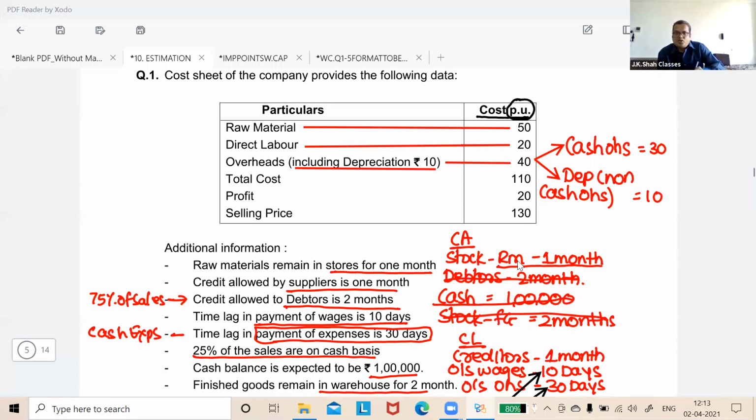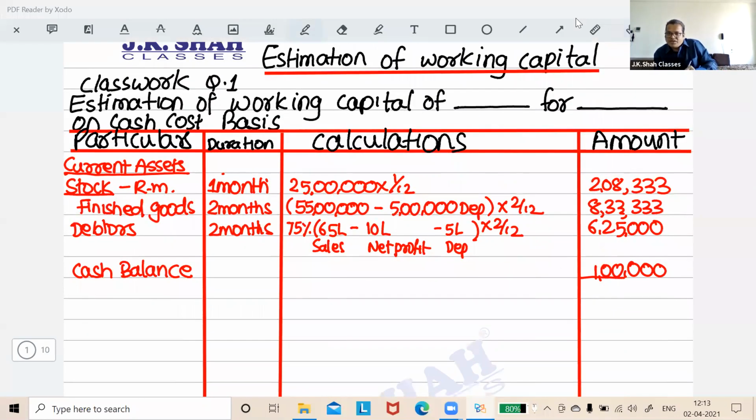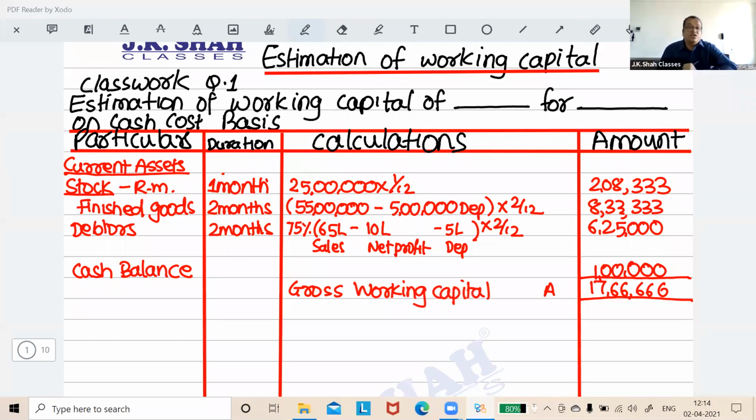Now we'll take creditors 1 month. Okay. Before that, let's take a total of the current assets. 2 lakh 3,333, 8 lakh 33,000, 625, and it came to 17 lakh 66,666. You know what? We will call this as gross working capital. We call this as what? Gross working capital. So why to call this as a gross working capital?